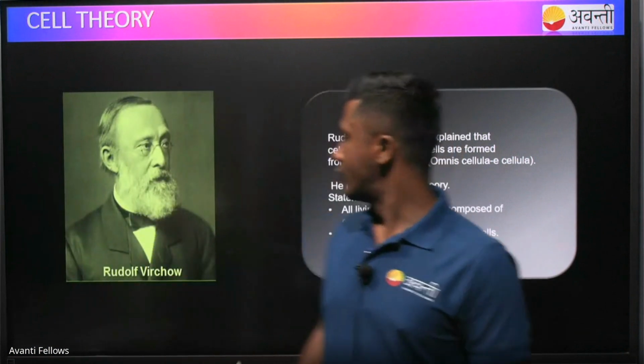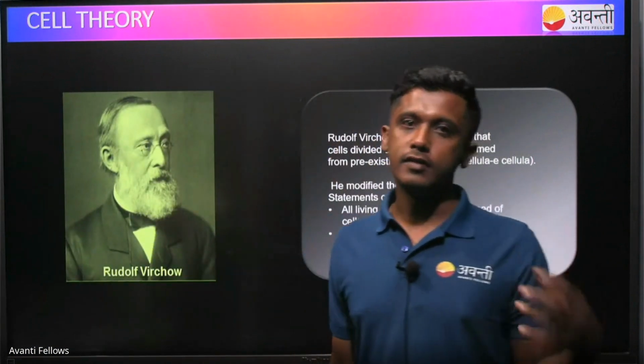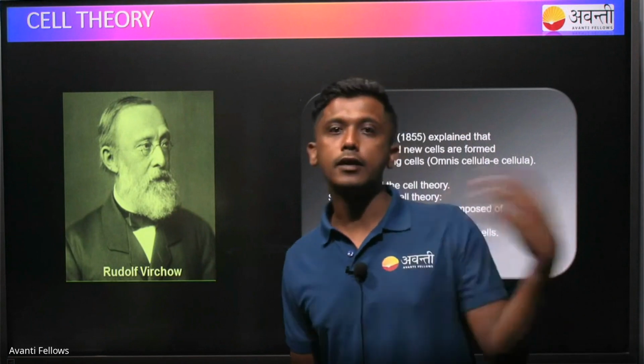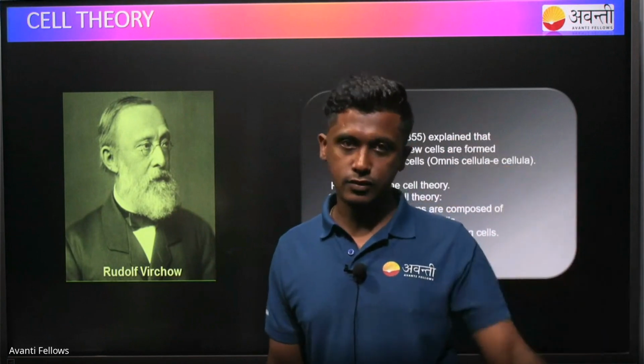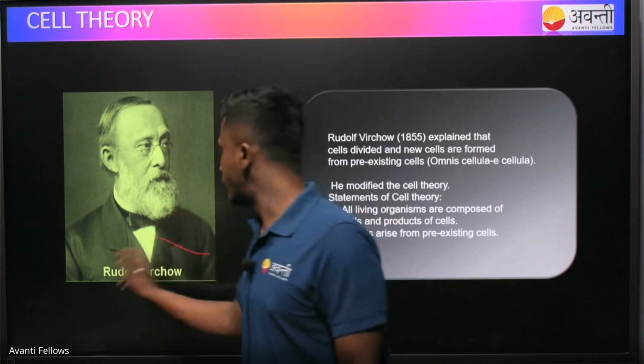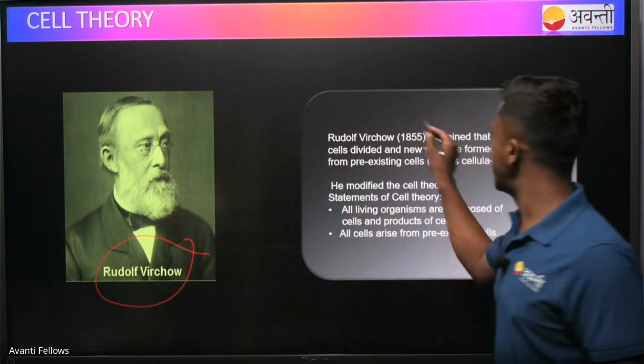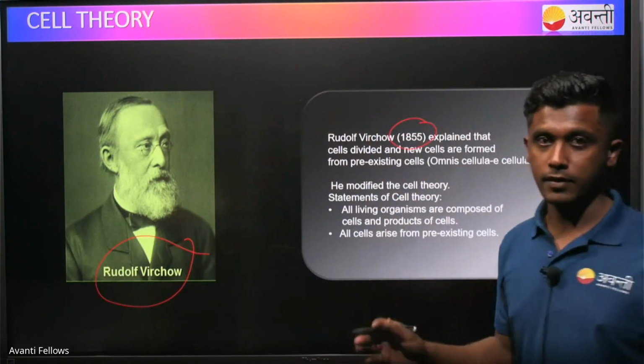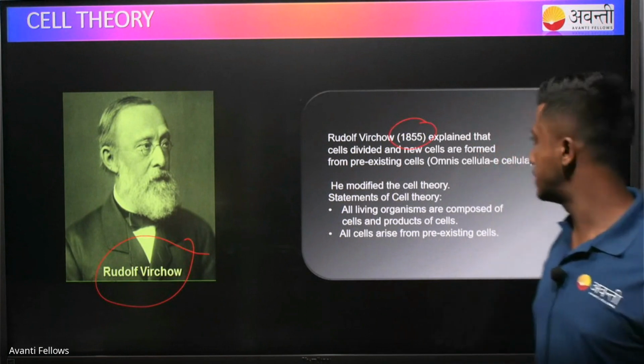Okay, so all of it is made up of cells and its products, and they could not answer how the origin of the cells took place. Now Rudolf Virchow comes up in 1855. See, there is a lot of time difference, right? It took almost 20 years to realize that.